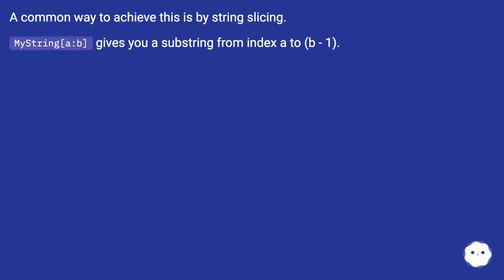A common way to achieve this is by string slicing. mystring[a:b] gives you a substring from index a to b-1.